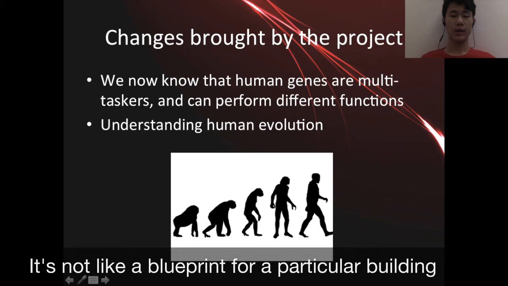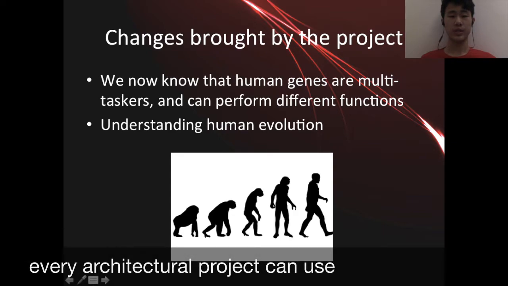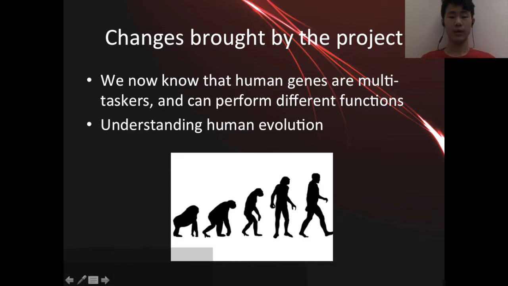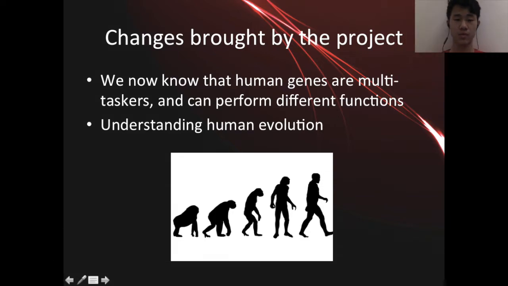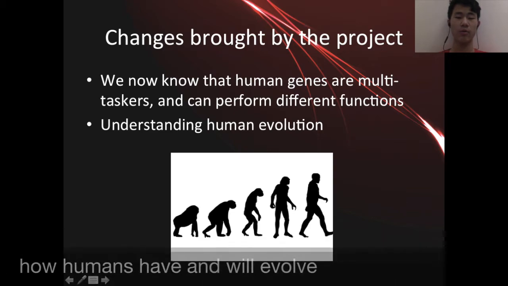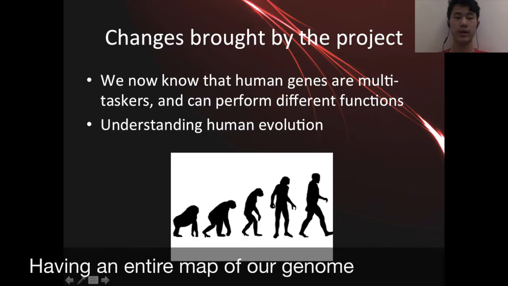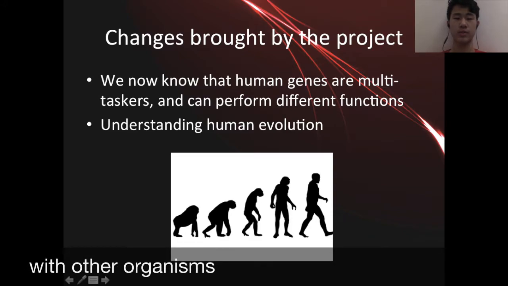It's not like a blueprint for a particular building, but more like a pillar that every architectural project can use. And this explains why we don't have a lot more genes than a worm does. A gene can be used for multiple organs, not just one. The Human Genome Project may also help us find out how humans have and will evolve. Having an entire map of our genome also helps us to compare ourselves with other organisms.